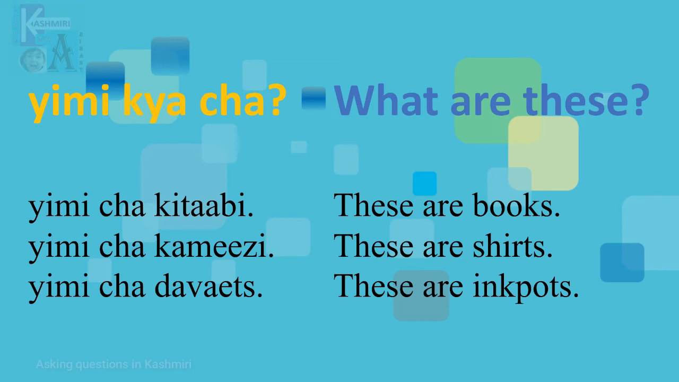What are these? यम क्या छ? These are books. यम छ किताब. These are shirts. यम छ कमीज. These are ink pots. यम छ दवर्स. In this case, books, shirts and ink pots are feminine nouns but in plural form. Therefore, we ask yim kya छ?